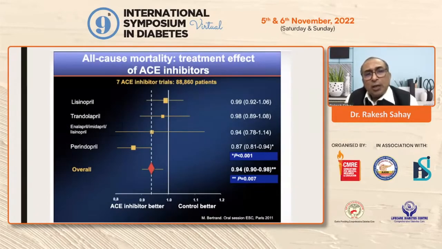Now, if you look at the meta-analysis of all the ACE inhibitor trials, what we see is that there is a clear benefit in terms of the mortality, overall benefit with the ACE inhibitors, although the extent of benefit may be different with different types of ACE inhibitors.